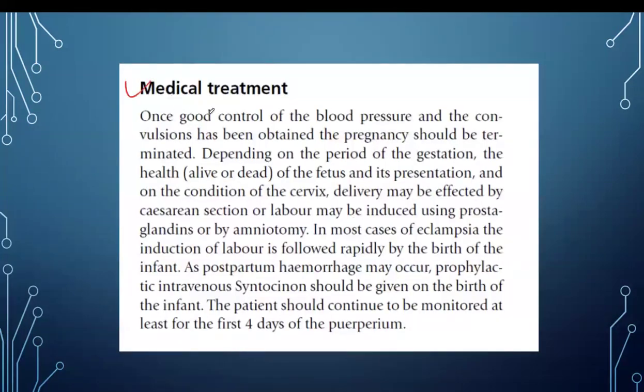As part of the medical treatment for eclampsia, we know that you need to control the blood pressure. You will need to give the magnesium sulfate, but as part of delivery, this patient should be delivered irrespective of the gestational age. So it doesn't matter whether the gestational age is 32 or 35, you just go for cesarean section most of the time in this patient. Okay, but sometimes we can even try the induction of labor if it is possible.